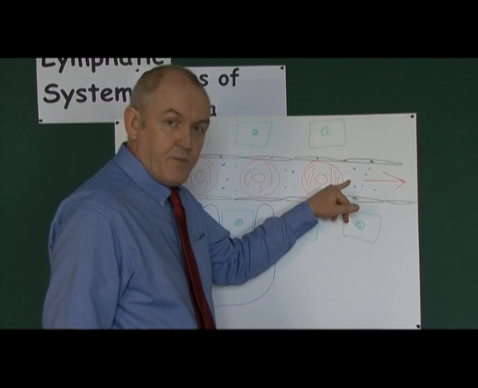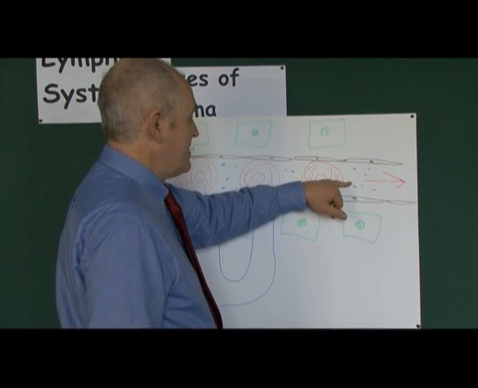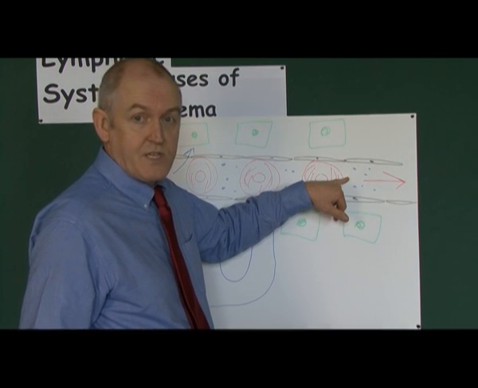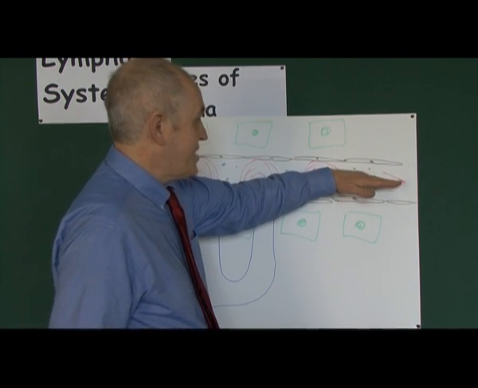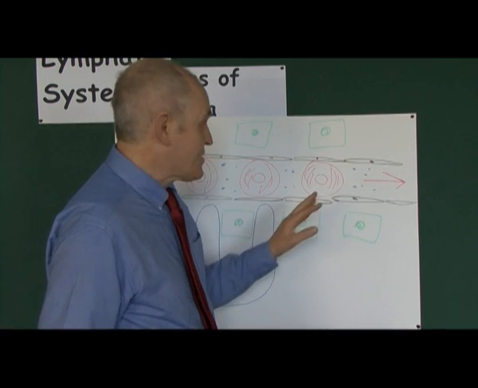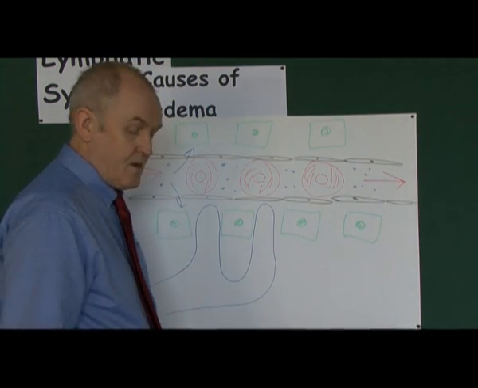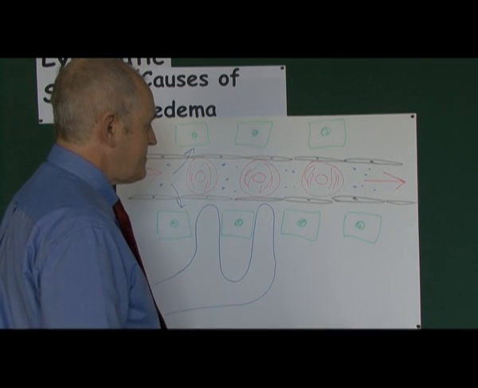At the venous end of the capillary, the osmotic pressure is now greater than the hydrostatic pressure, greater than the blood pressure in the capillary, because the blood pressure in the capillary has dropped as we near the venous end of the circulatory system. So that's what happens normally.